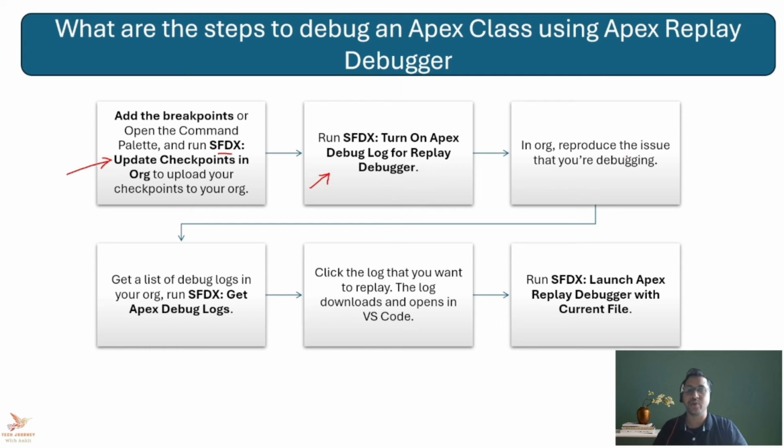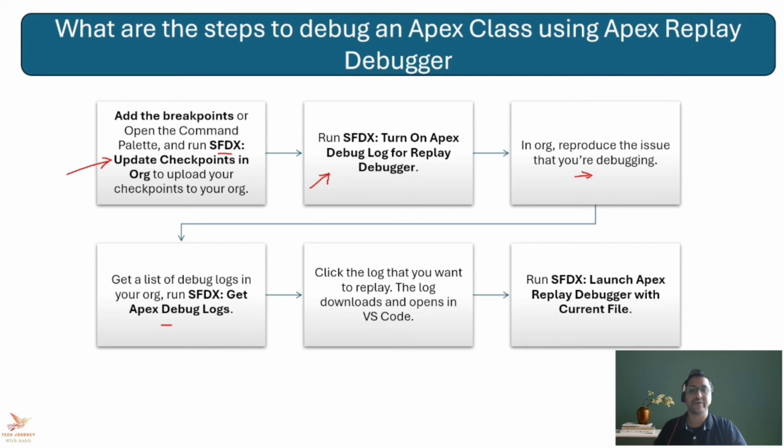After that, in the org, you can reproduce the issue. Why are you reproducing the issue? Because you have to generate the log. That's why you reproduce that issue. Once the issue is reproduced, then using the command sfdx apex debug log, you can fetch that debug log. The next thing you can do is click the log that you want to replay. When you hit this command, you will get the list of log files.